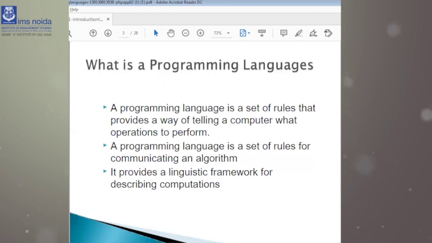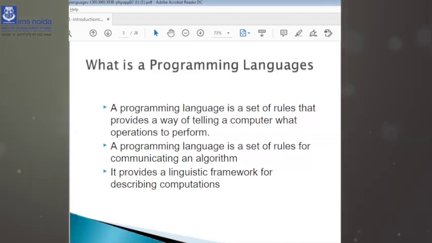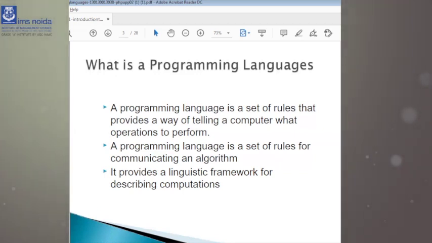Before we do our code, we have to develop an algorithm which has to be implemented in some language, right? So a programming language is a step-by-step process where you can develop so many codes to develop a software, right? So it provides a linguistic framework for describing computations. Each programming language contains a unique set of keywords and syntax where you learn how to code. With the help of these keywords and syntax, you create a set of instructions, right?